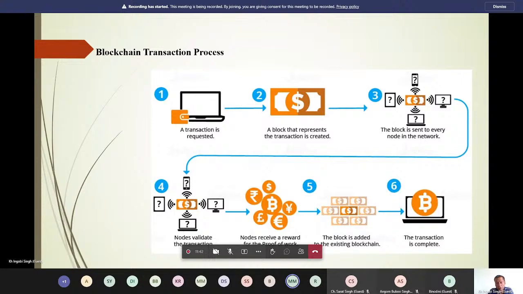The transaction is requested, and then the block that represents the transaction is created. The third step, the block is sent to every node in the network. Fourth, all the nodes in the network validate the transaction. The node receives a reward for the proof of work. The block is added to the existing blockchain. Thus the transaction is finished.